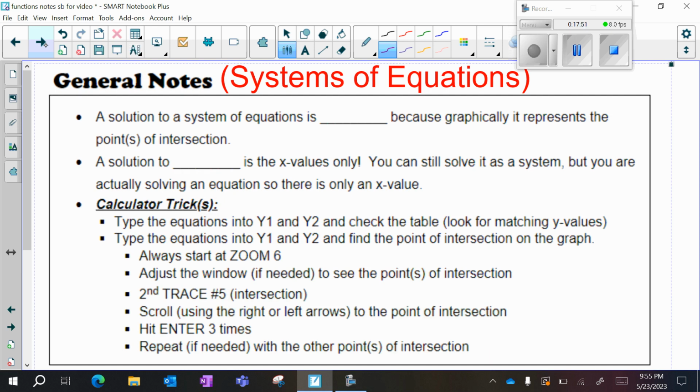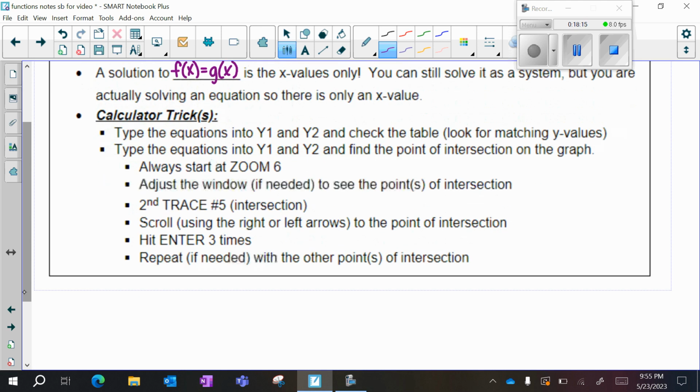Systems of equations. A solution to a system of equations is x comma y because it graphically represents a point or points of intersection. A solution to f of x equals g of x is the x values only. You can still solve it as a system, but I'm only looking for the x value because technically it's an equation. All of your calculator tricks are outlined for you here. The big thing is second trace 5. Those are your steps for finding a point of intersection.